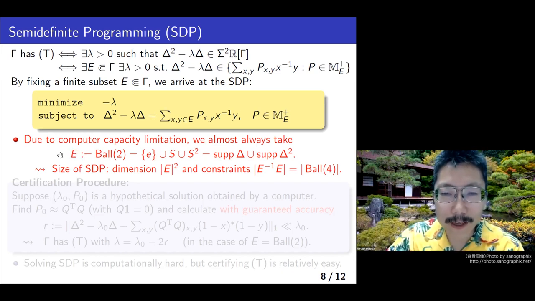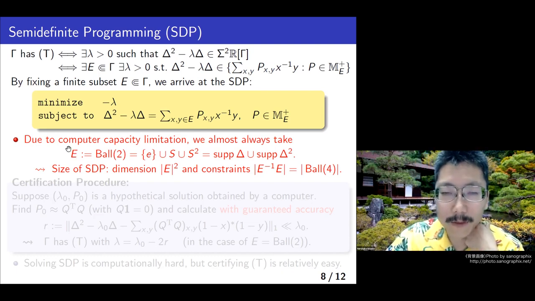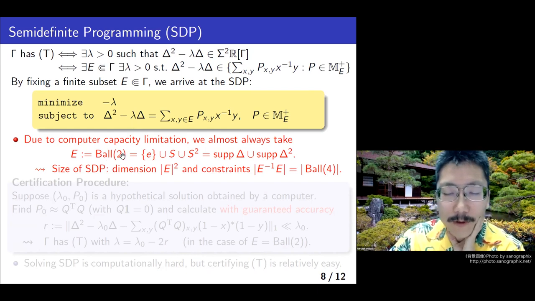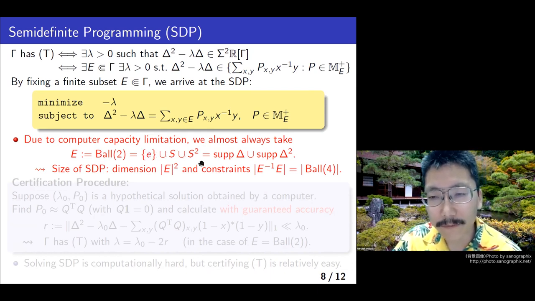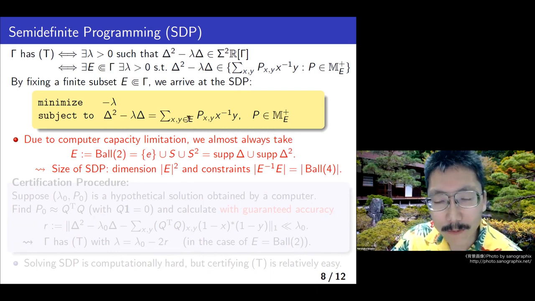So due to computer capacity limitation at our time, we almost always take E to be almost the minimum possible, ball radius 2 on this group. That's a trivial neutral element generating set S and S square. This is the support of delta and delta square. And so E is ball of size 2, ball radius 2.